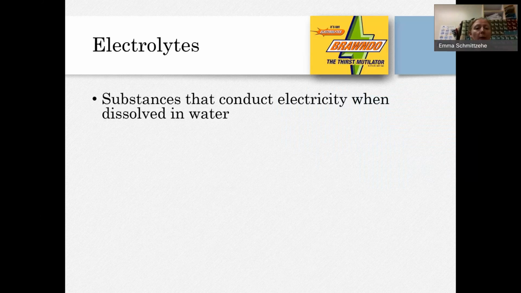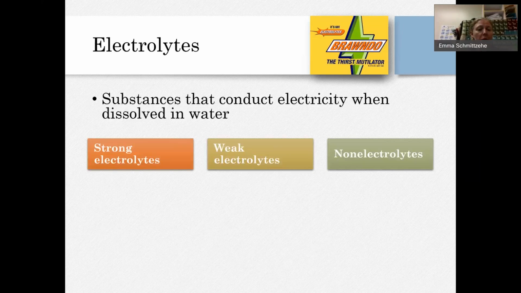Whereas if you had something that, when it's dissolved in water, did not conduct electricity, that on the other hand would be a non-electrolyte. So you have electrolytes and you have non-electrolytes. But we can get a little more specific than that. We can actually break it down into strong electrolytes, weak electrolytes, and non-electrolytes. So things that conduct electricity when dissolved in water can do so very well or just very weakly. And so that's our distinguishing between strong and weak electrolytes. So let's look at each one of these a little bit closer.